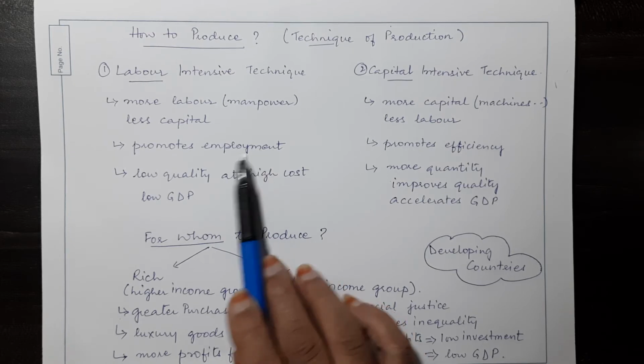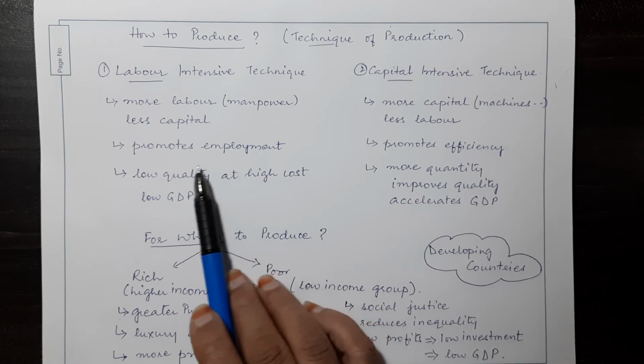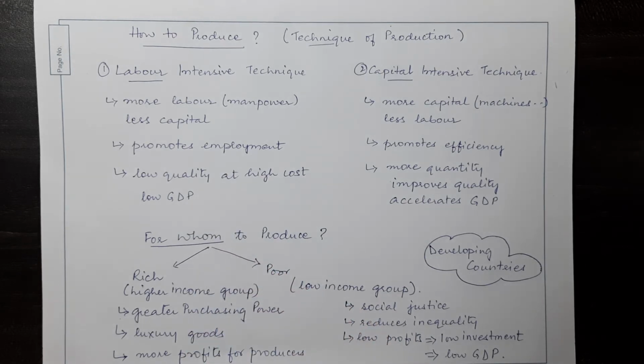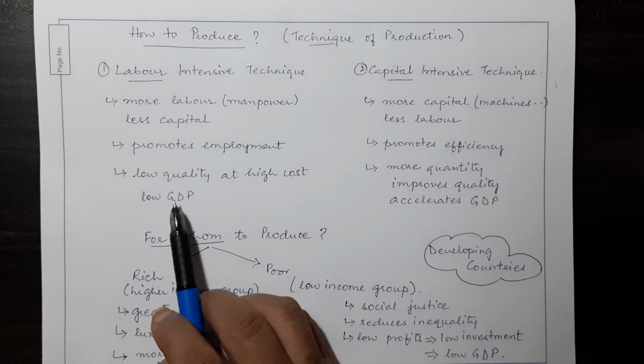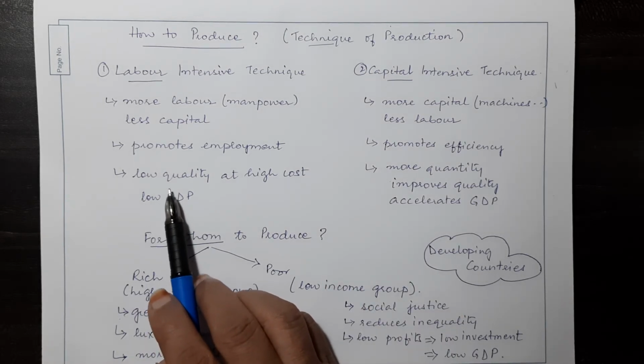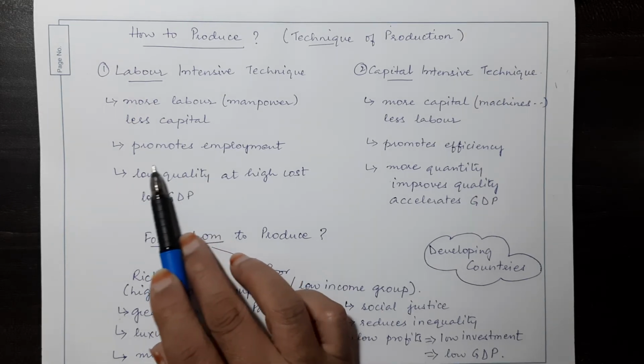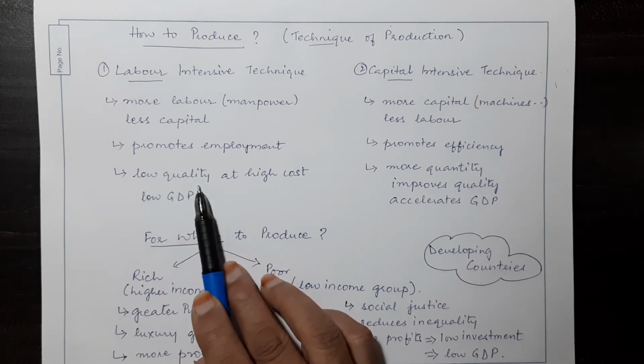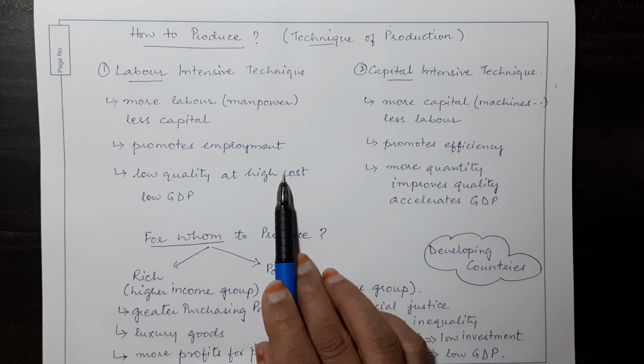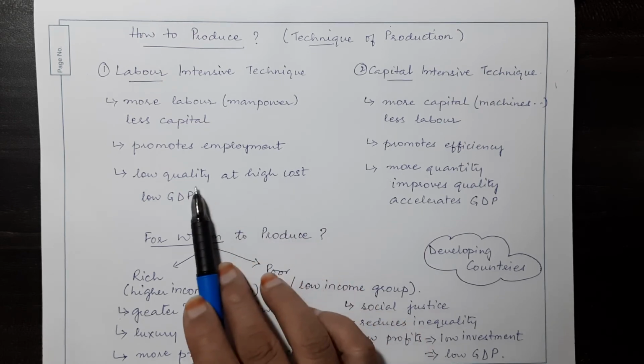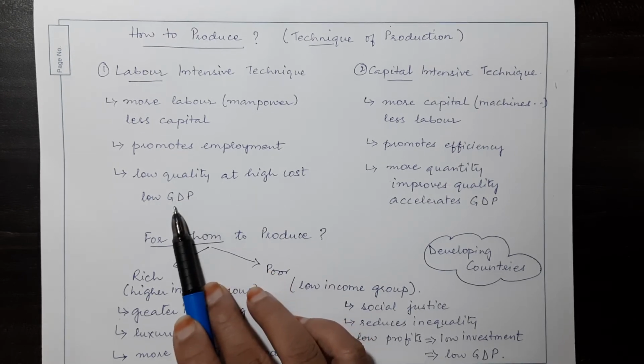However, there is a problem. When more labor is used, that means less of the machines will be used. So here a low quality product would be produced, which will be sold at higher cost. Low investment would mean lower GDP also.